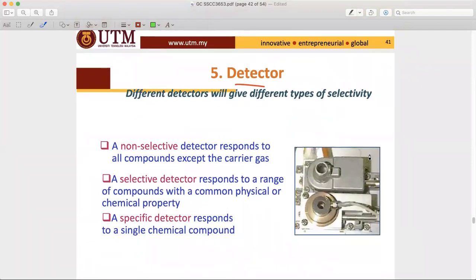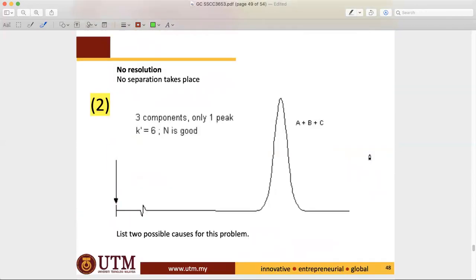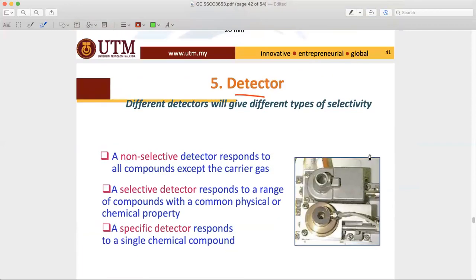Okay, detector. This is the last part, I think, for the detector. Different detectors will give different types of selectivity. A non-selective detector responds to all compounds except the carrier gas. A selective detector responds to a range of compounds with a common physical or chemical property, while a specific detector responds to a single chemical compound.